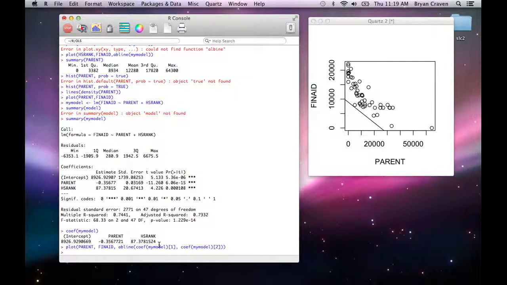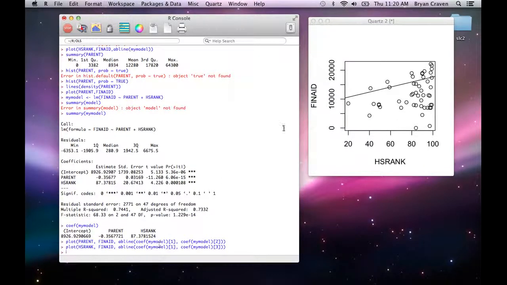So similarly, we can create a graph for financial aid and high school GPA rank if we say plot HS rank, FinAid, abline, coef of my model. Once again, we want that first one, that intercept, and coef of my model and the third one. And so that's going to give us the relationship between HS rank and FinAid, which is positive as we would expect.